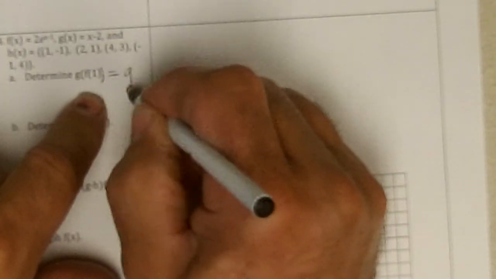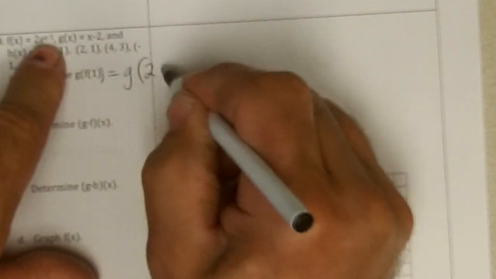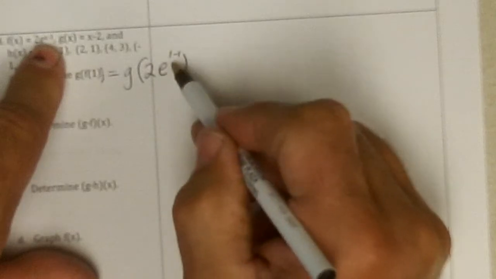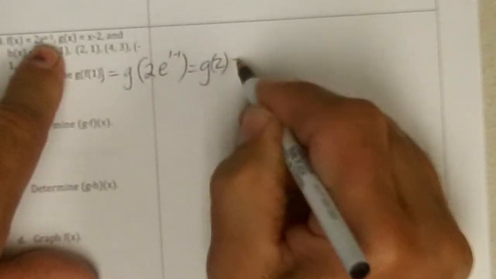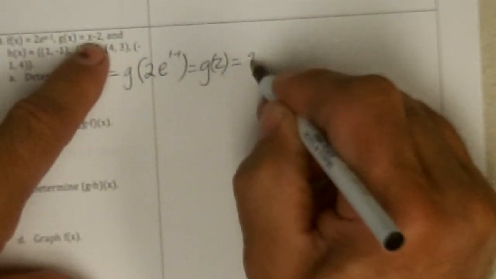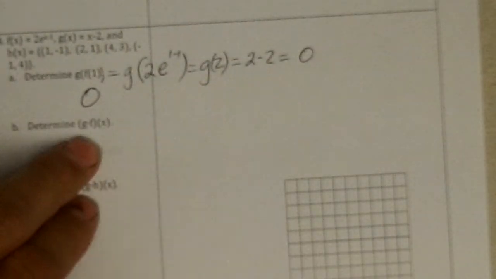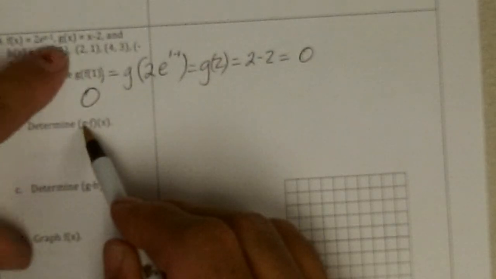So this becomes g of 2e to the 1 minus 1. E to the 0 is 1, times 2 is 2, so this is g of 2. And 2 minus 2 is 0. Now we're supposed to put f inside of g.